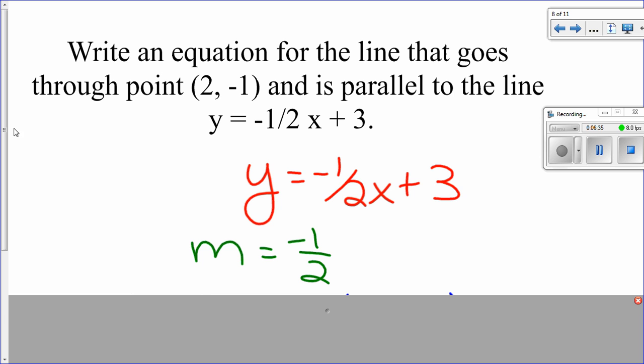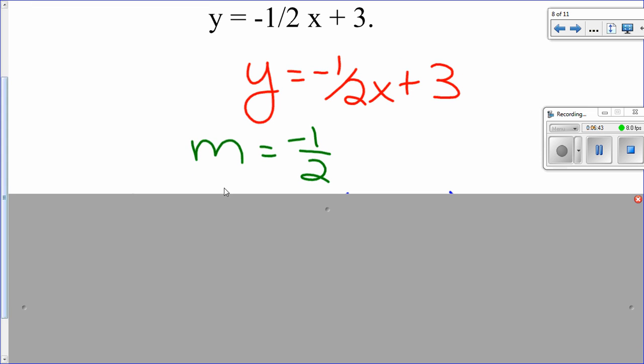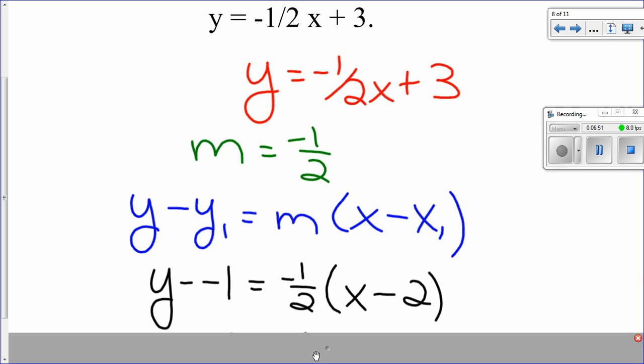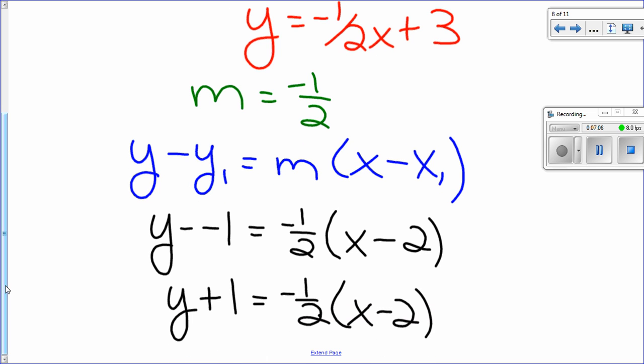Now, because it doesn't say what format to use, but it does give us a point, and now we know what the slope has to be, the easiest equation form to use is going to be your point-slope form. All you need to do is substitute in the point that was given, which was (2, -1), for your x and your y, and put our new slope, which happens to be the same because they're parallel, in for m. And then for your last step, you just want to clean up that y minus -1 and change it to y plus 1 equals -1/2 times the quantity x minus 2.